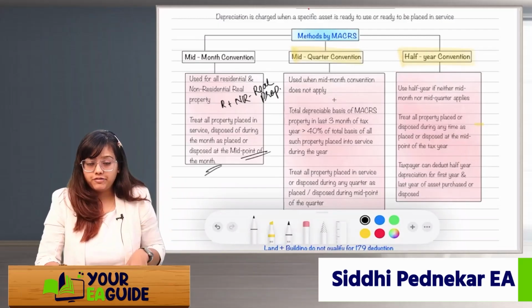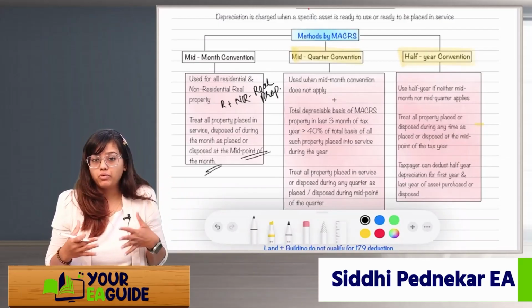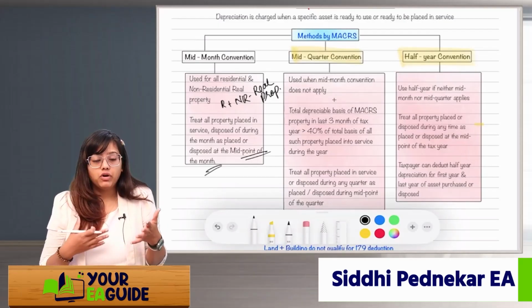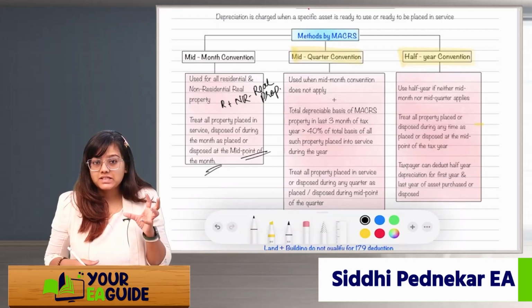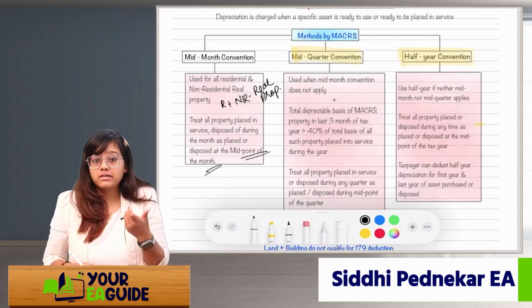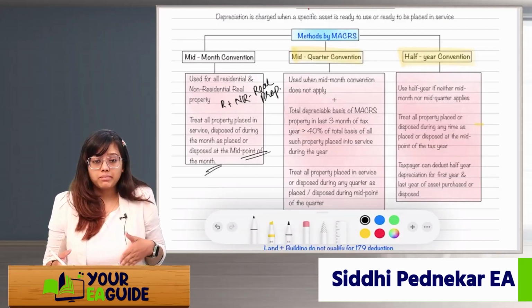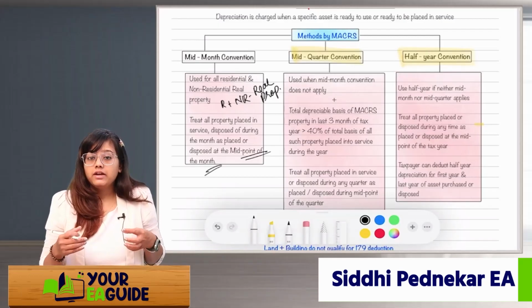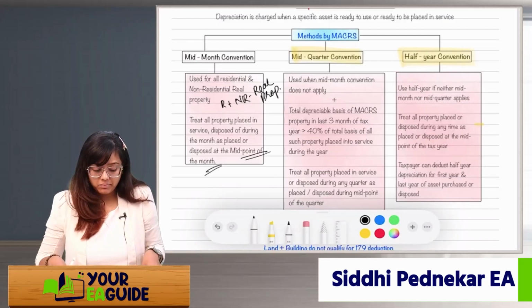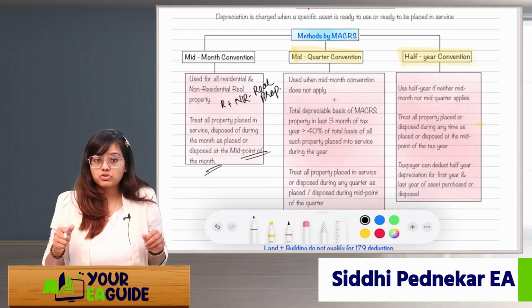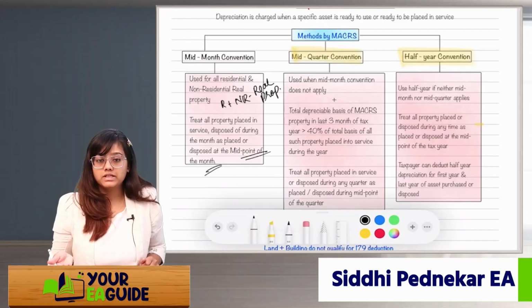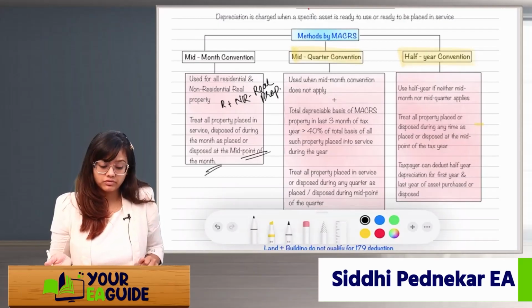Right? For example, in the month of February, if you are disposing of some asset, whatever date you have disposed, just consider it if that asset is a real property, right? It's a residential property, whether used in the business or for residential purposes. If that asset is sold in the month of Feb, then we will consider it as disposed of in the mid-month of Feb. Right, on 15th Feb, we'll say that it has been disposed of.